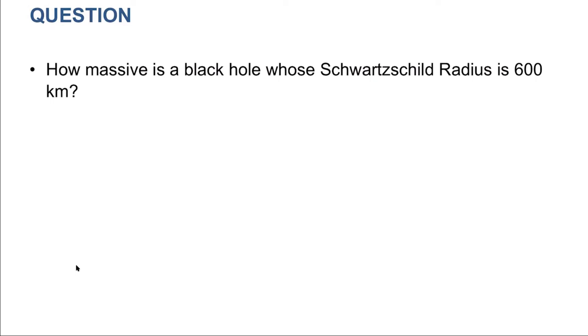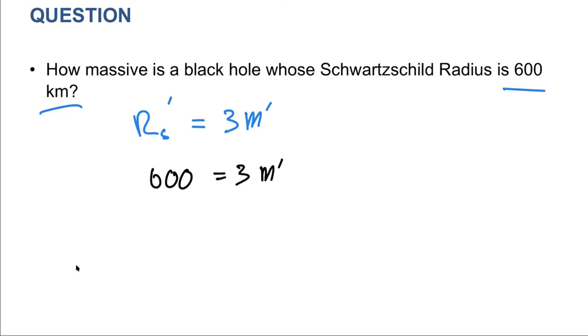Okay, let's use the simpler formula. We know that R_S prime equals 3 M prime. We're given a radius in kilometers, right? So we can just plug this in. 600. Again, I don't need to know about the units because I know if I plug in kilometers, I get out solar masses. Equals 3M.